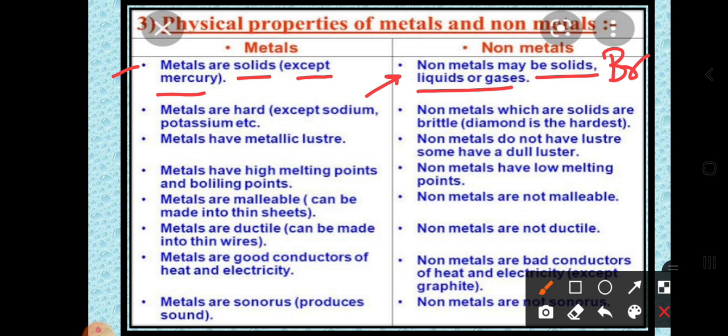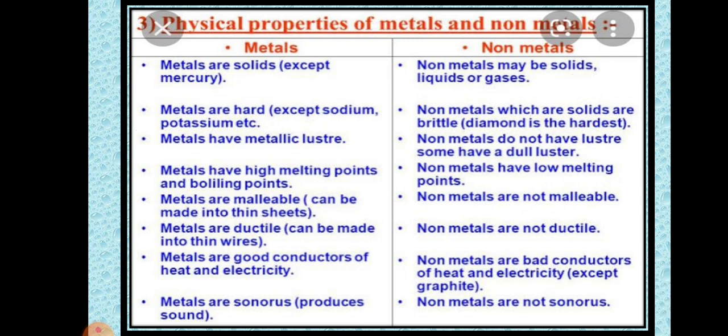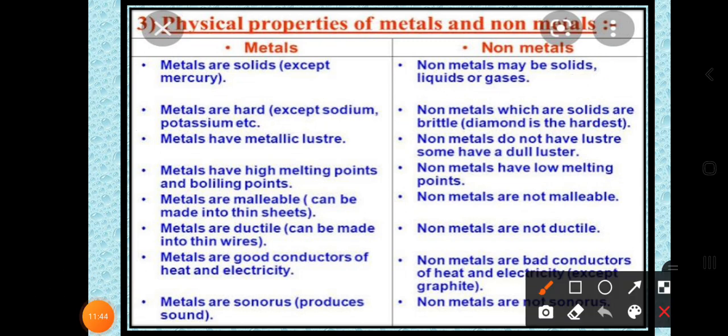Okay, so metals are hard except sodium and potassium. All the metals are hard in nature, but sodium and potassium are exceptions. Usually the non-metals which are solids are brittle, where diamond is the hardest. Most non-metals are present in the gaseous form, but some are present in the solid form. The example is diamond, which is a form of carbon itself. So carbon is a non-metal, but it is very hard.